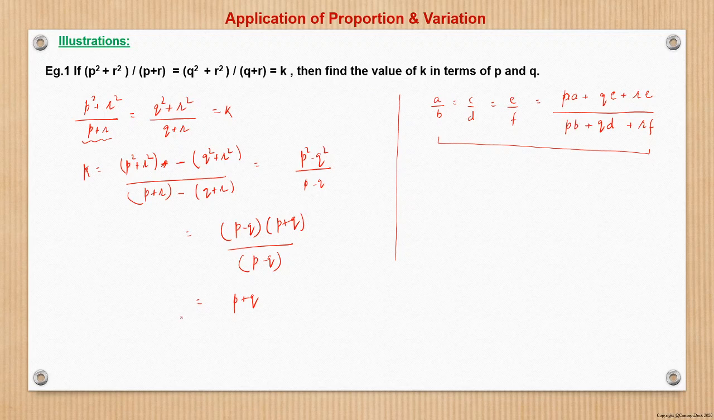So this was the question. We have to find k in terms of p and q, and k is p plus q. This is the answer to this question.